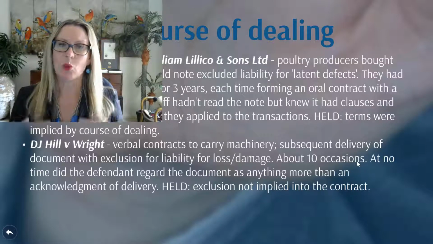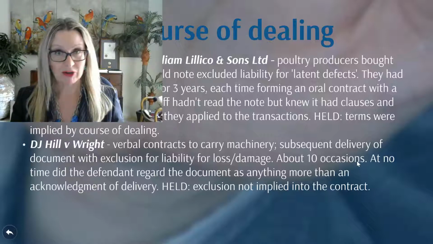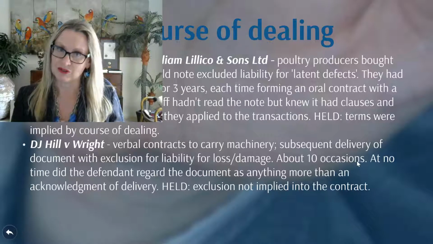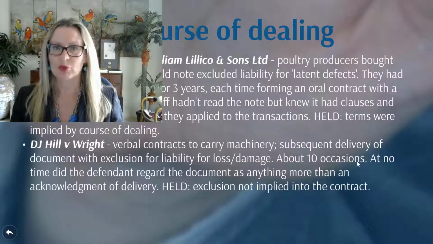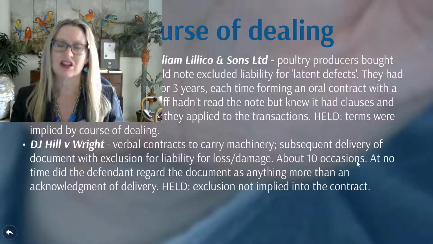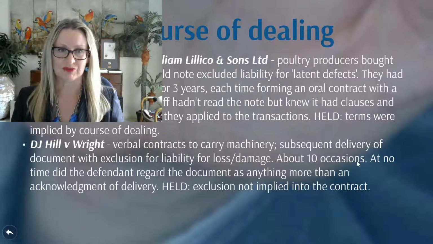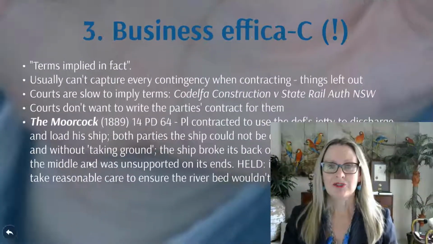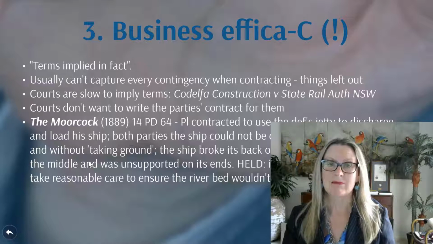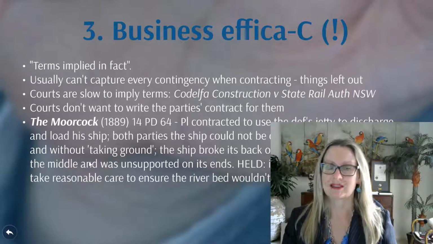There was never that awareness, that assent as a matter of contract, that those documents would contain terms on which the parties would purport to deal. That, plus the fact that there had been only about 10 occasions, was not sufficient to establish an implied term by way of course of dealing. And finally, we come to the last of the C's, business efficacy. Sometimes you'll see these referred to as terms implied in fact.